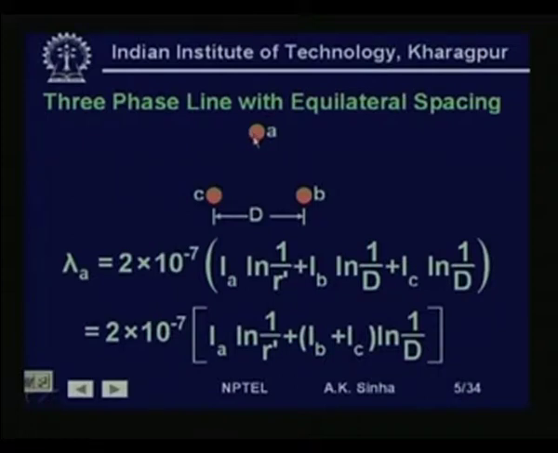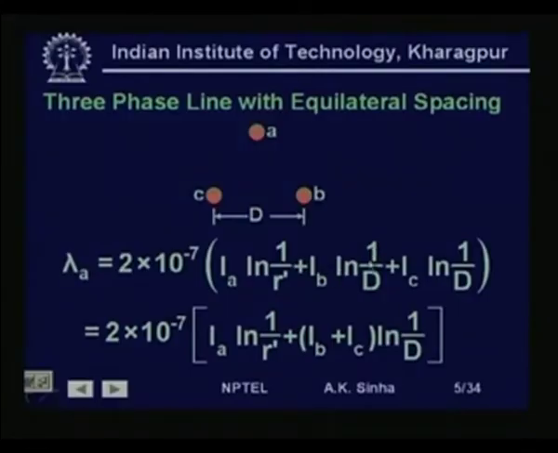As we have seen, the effective radius of conductor is generally lower, it is about 0.7788 times the radius of the conductor, plus I B into ln 1 by d, that is the distance of conductor B from conductor A, plus I C, the current flowing in conductor C, into ln 1 by d, again the distance between conductor C and conductor A. This is equal to 2 into 10 to the power minus 7 I A ln 1 by r dash plus I B plus I C ln 1 by d, that is we have combined these 2 terms, so we have got this.